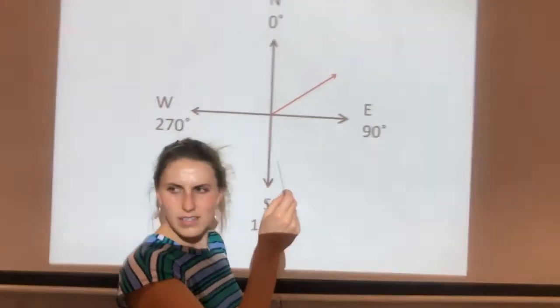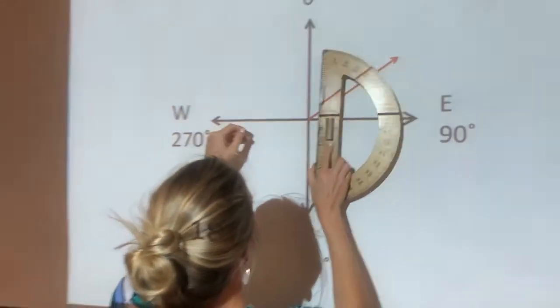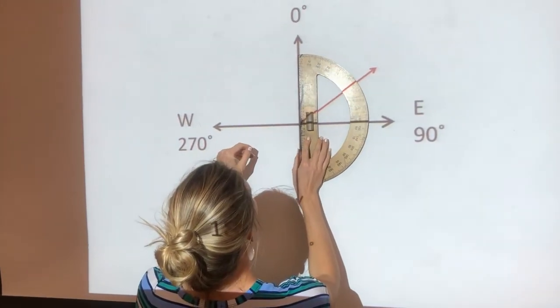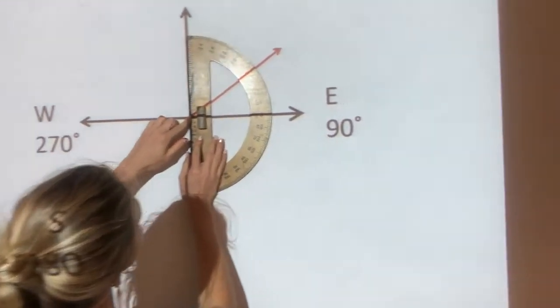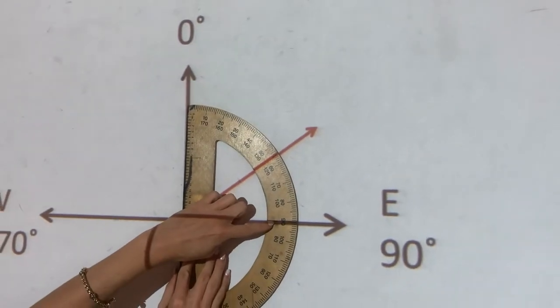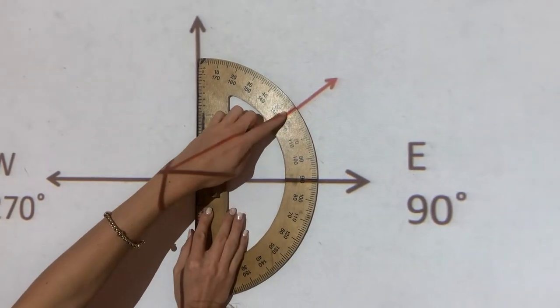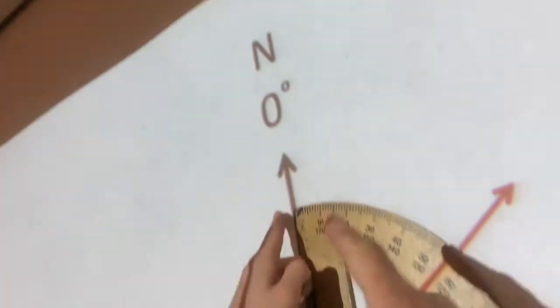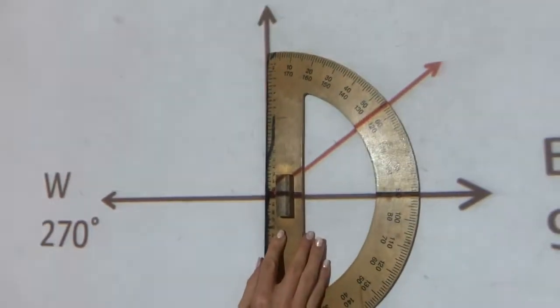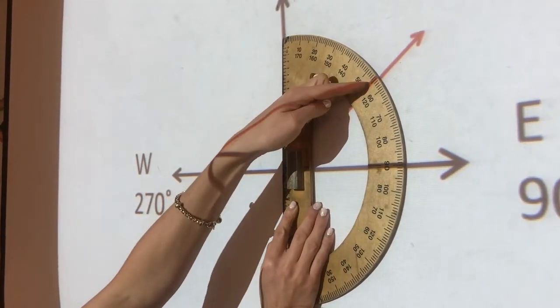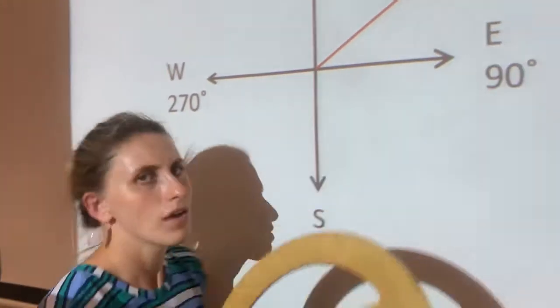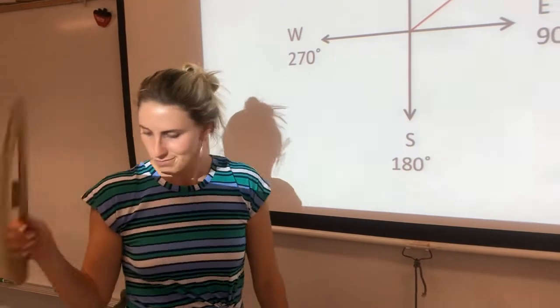Don't we have a bigger one of these? We do. There we go, that's what I want. Where's the zero? Right there. If I line this up right here, it's about 55 degrees. It's between 0 and 90 here, and that's 55 degrees. Northeast would be 45 degrees, right here in the middle, but it's not. It's 55. So, how do we talk about direction?